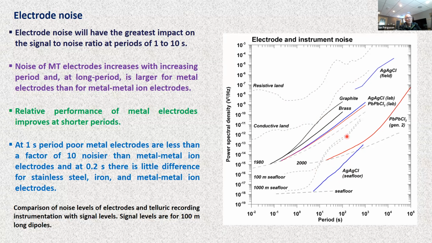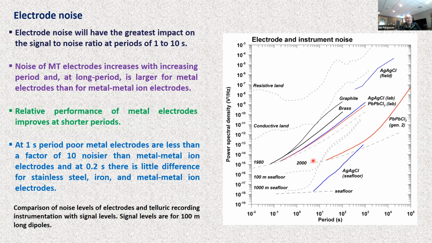Overall, we see that the electrode noise increases with increasing period. We always have a positive slope on this log-log graph. And this applies to both metal salt electrodes and for metal electrodes. The relative difference between metal electrodes, these guys shown up here, and the metal ion electrodes shown down here, that difference decreases as we go to higher frequency or shorter periods.